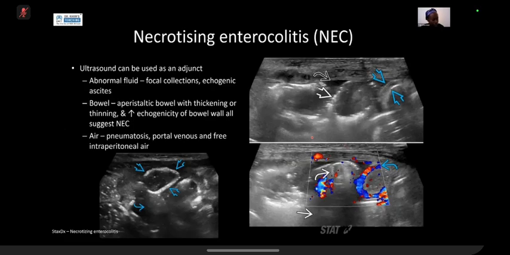Other things we can look for are portal venous gas. So if you put your probe over the liver, you'll see little echogenic bubbles floating through the portal venous system.